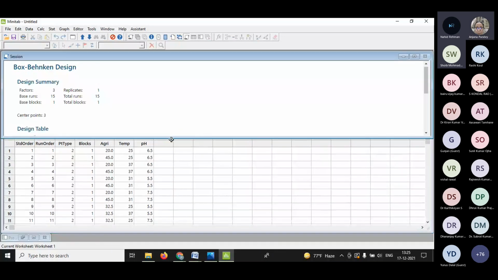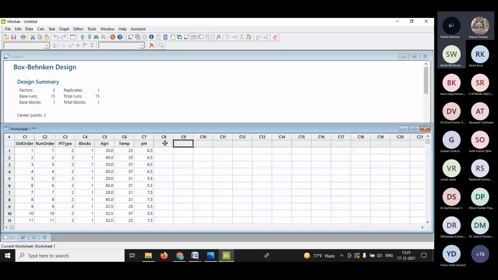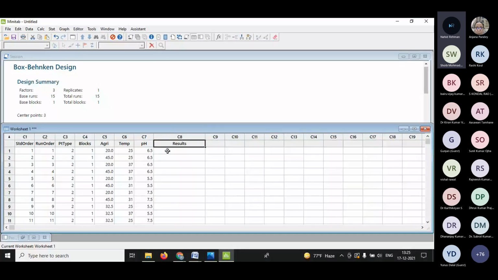Then you will see that this table will come up where it is showing the number of runs on the left panel, and these are the combinations in every run. And then here in the results, whatever result you get, you will have to enter here. She's entering one by one, so that you will learn how to proceed ahead.